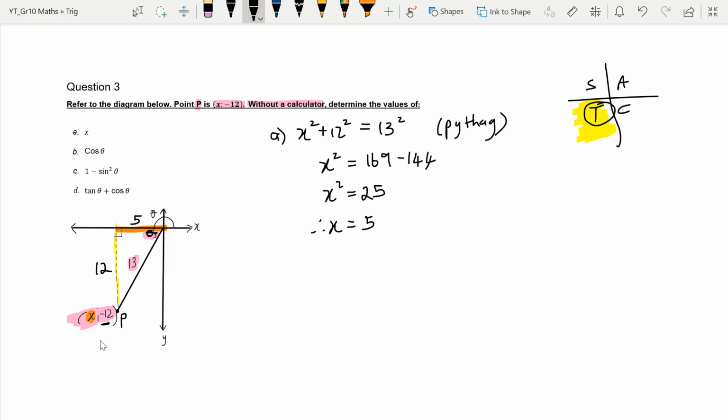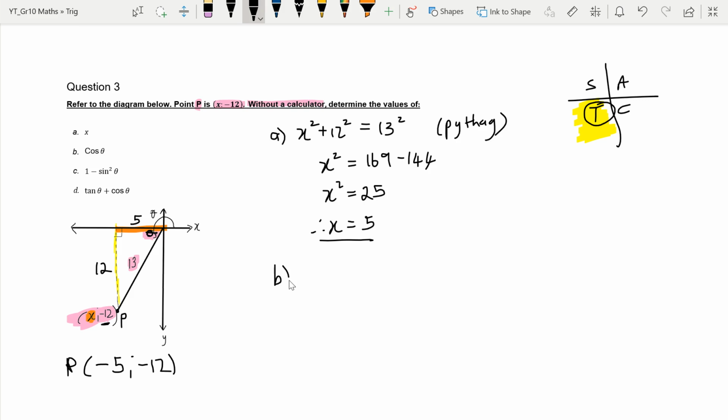But now we also need to think. So now we found the whole point P. This one is negative 12. Will my x be positive or negative there? Yes, we found our x to be positive 5 using Pythag, but we are in the third quadrant where my x values will be negative. So this will be negative 5. That is very important, and that is a common mistake that I see students make.